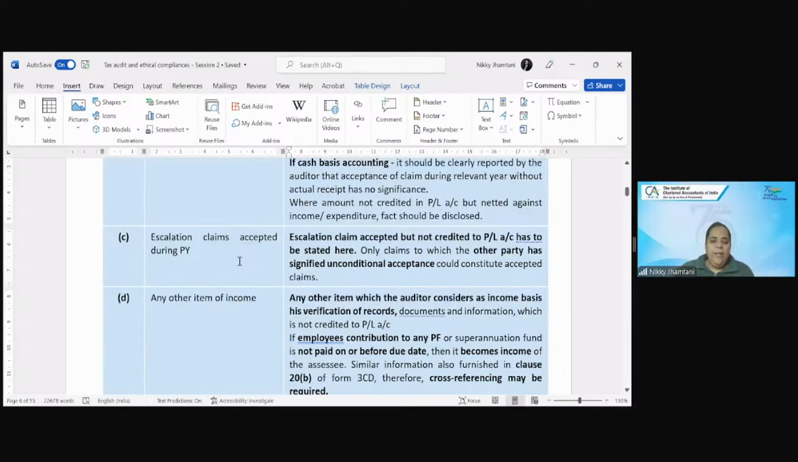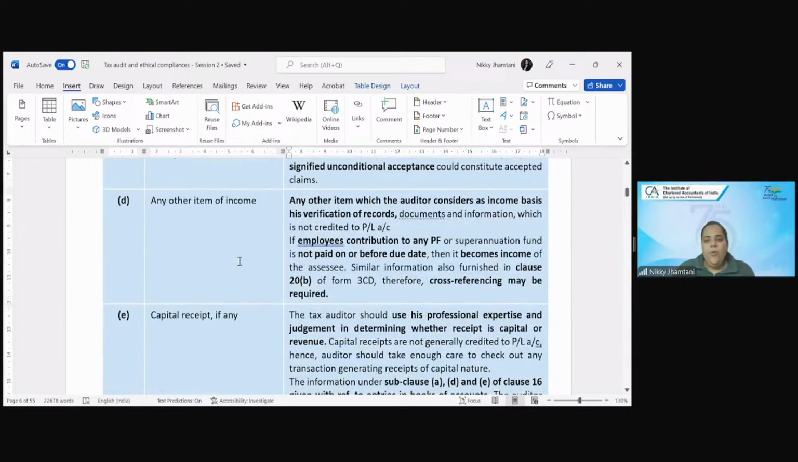Then any other item of income, any other item which the auditor considered as income, on the basis of verification of records, documents, and information, which is not credited to the P&L account. If an employee's contribution to any PF or superannuation fund is not paid on or before the due date, then it becomes income of the assessee. Similar information is also furnished in clause 20B of Form 3CD. Therefore, cross-referencing may be required.